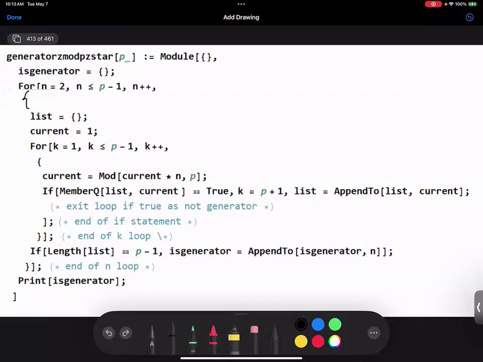All right, so the list is initialized to be empty. Current is equal to 1. And then for k goes from 1 to p minus 1, this is the main loop. So I'm going to put this in red.